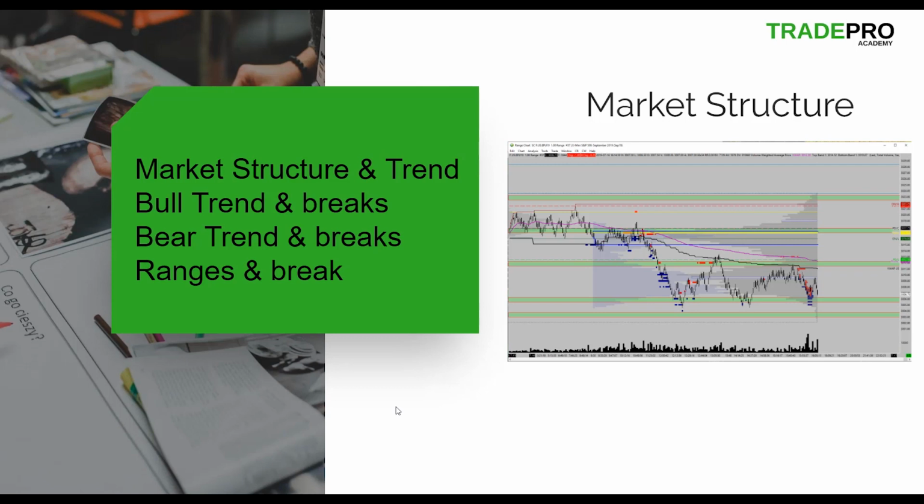So market structure, higher highs, higher lows, that is the bull structure. We're going to go over that soon. Behind that bull structure, we just look for the continuation of the trend. And once we stop printing higher highs and higher lows, then we may get a reversal and that trend breaks. That's what I mean here when I have market structure and trend, and then bull trend and breaks, bear trend and breaks, ranges and breaks. So you're also looking for the break of the market structure and the continuation in the different direction.